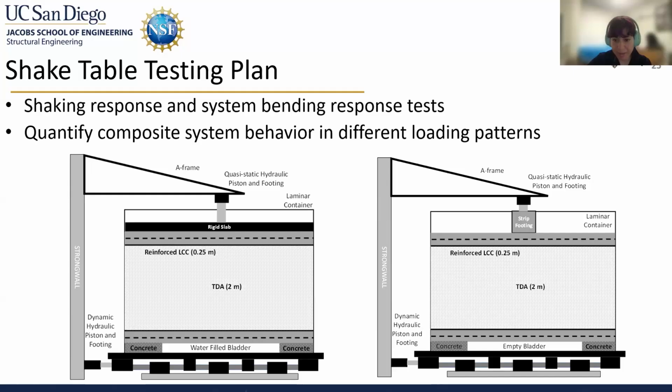Looking ahead, next steps in our research will be to conduct shaking responses and system bending response tests at UC San Diego, and then to quantify composite system behavior in different loading patterns. Next slide, please.